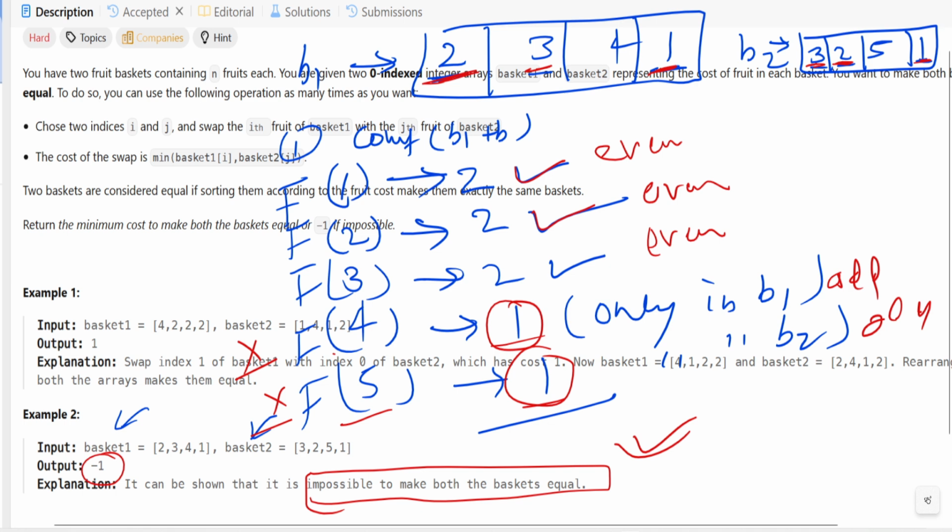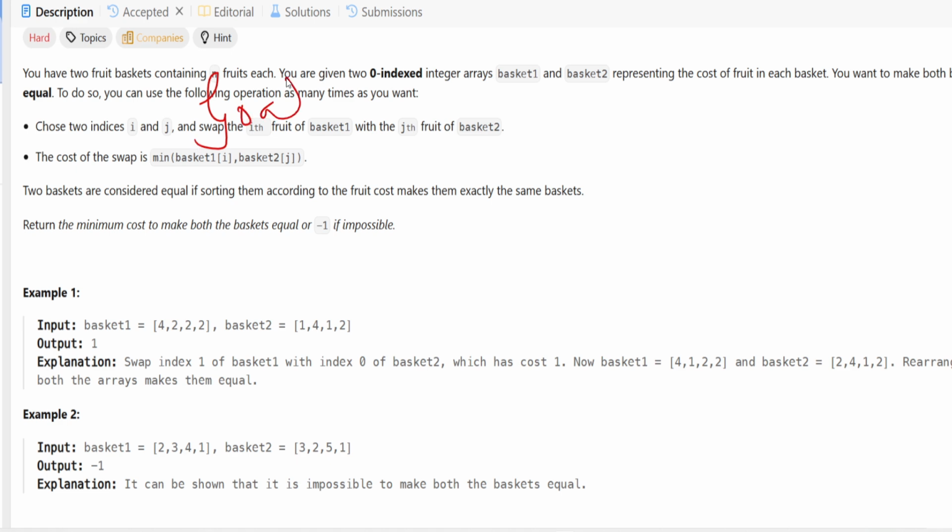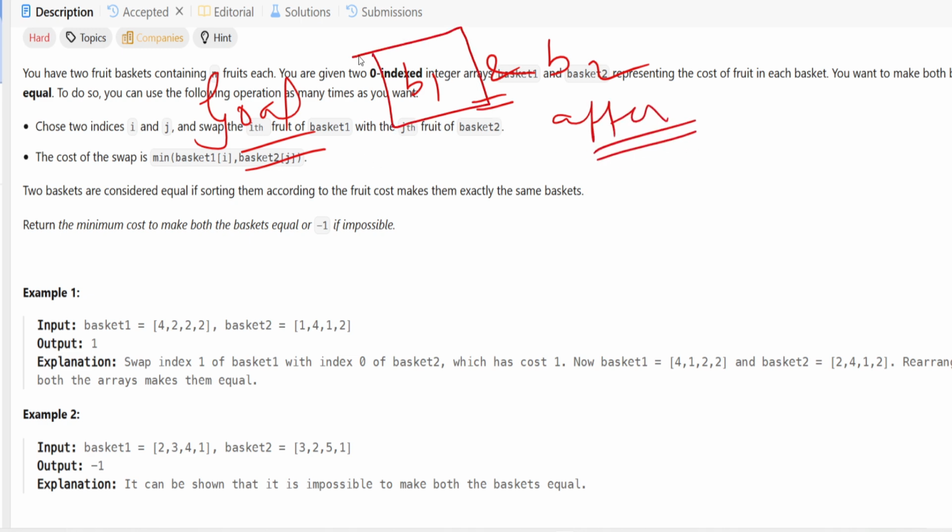So now understand the intuition. Now you have observed what the question is saying. So what is our goal now? Just think, since we want both baskets B1 and B2 identical, meaning equal, after swapping. If we want B1 and B2 equal, identical, this is our goal.